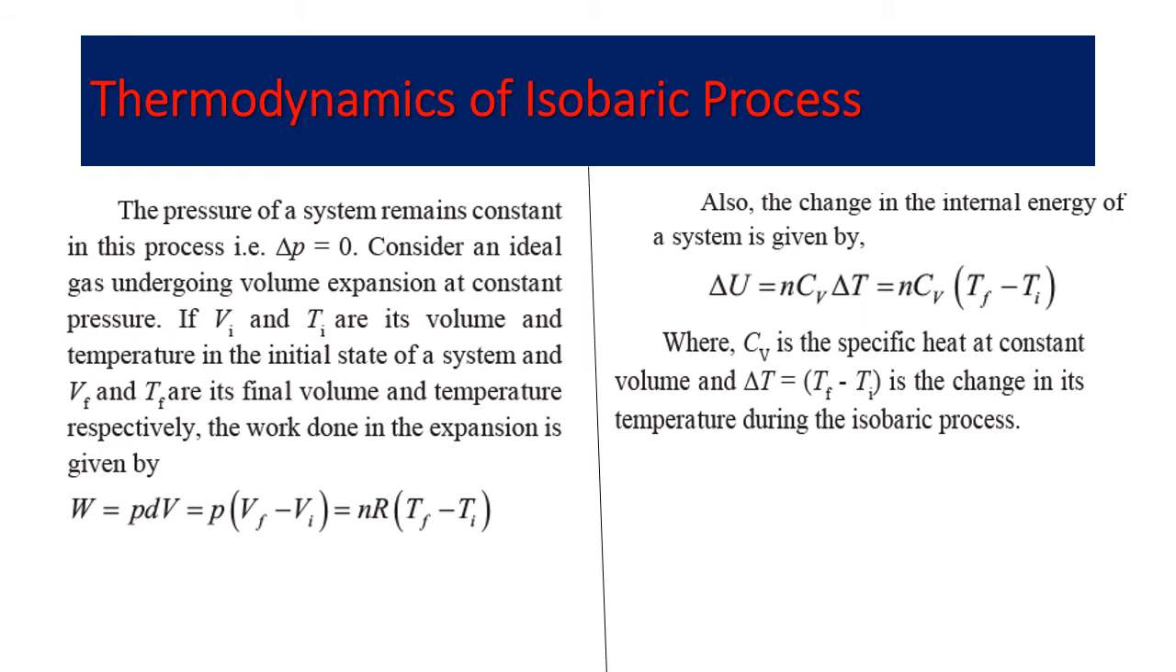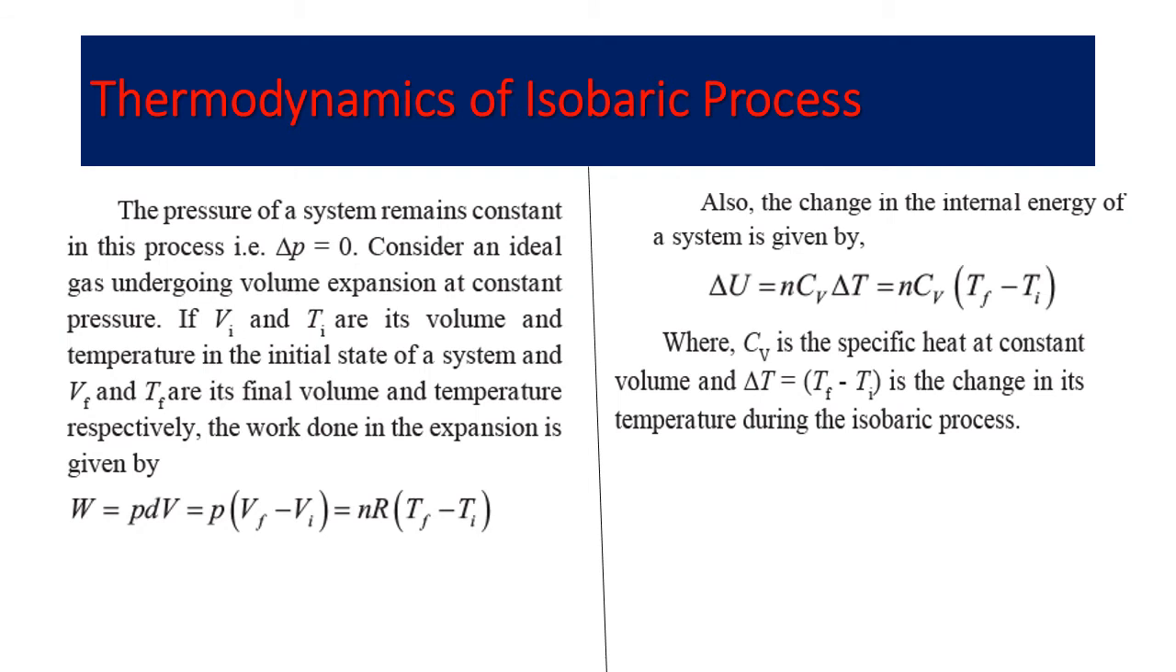The work done in expansion is given by W is equal to P times dV, where dV will indicate the change in volume. Therefore, W is equal to P times change in volume, Vf minus Vi. Using the ideal gas equation, the work done W can be written as nR times the change in temperature, Tf minus Ti. Also, the change in internal energy of the system is given by delta U is equal to number of moles times the specific heat at constant volume times the change in temperature.